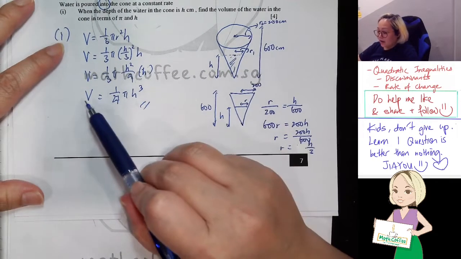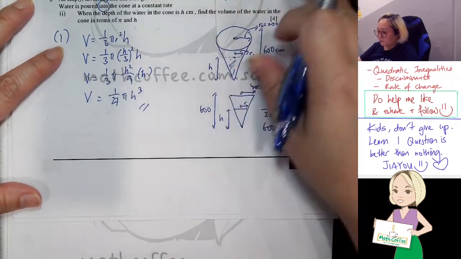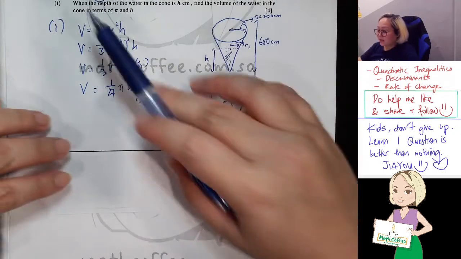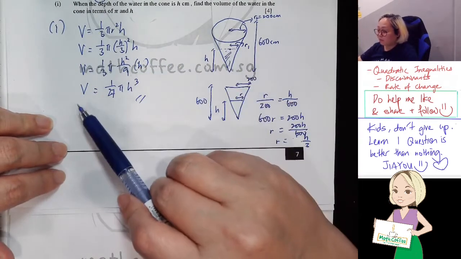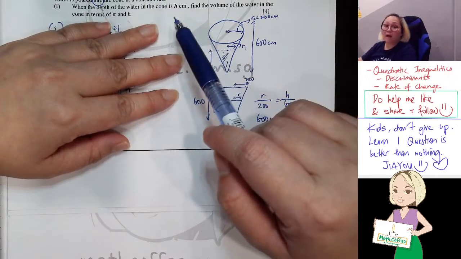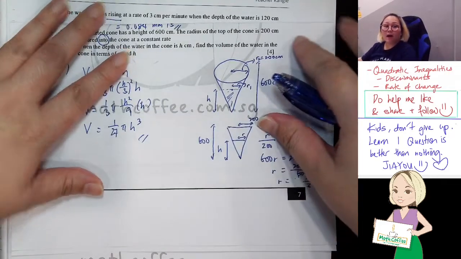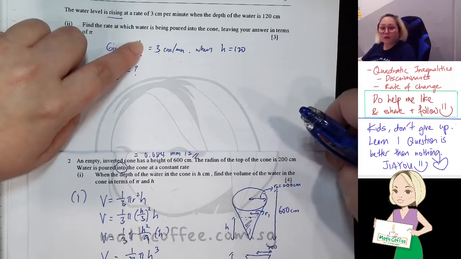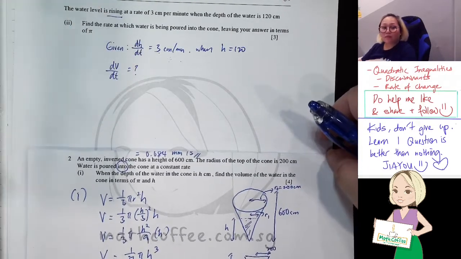Okay, so I have V in terms of H. Agree? So this is good. This question is very kind already because they have a part to ask you to come up with the formula V in terms of H. If they do not give you part 1, you need to know that you need V in terms of H. Then you will have to go and come up with your V in terms of H.